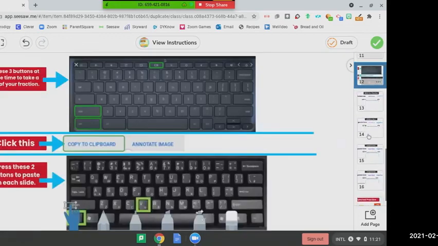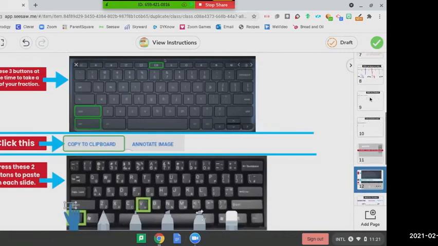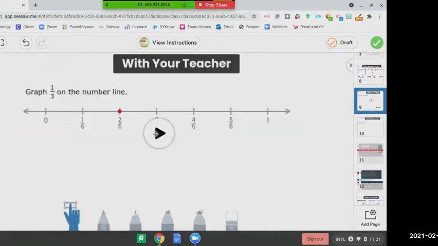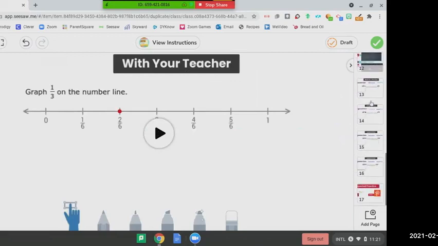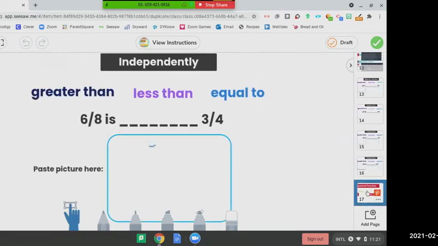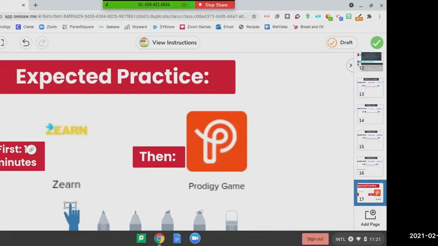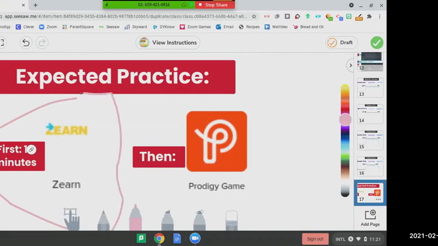Okay, so the rest of these slides are going to be independent work today. Again, slide 9 does say with your teacher, but there's a video recording there of the teaching, so you are fine to do that alone. So the rest of this is what you will be completing today. Slide 17 is a reminder to you that you are expected every day to spend 15 minutes on Zearn. So you need to practice your fractions on Zearn, and then if you have extra time, you can get onto Prodigy. Okay, that Zearn is an expectation just like Lexia is.